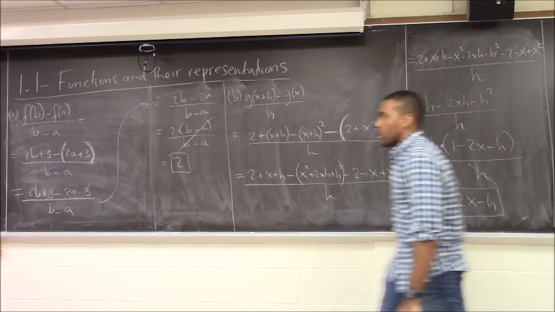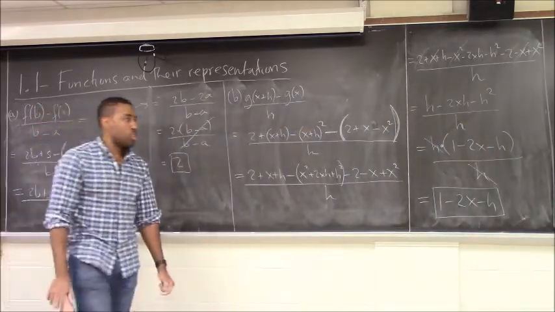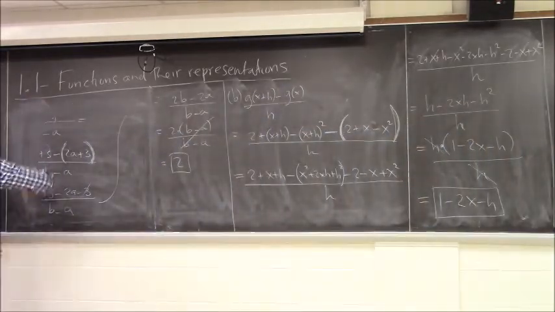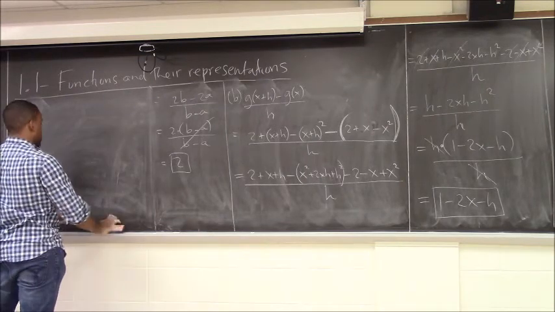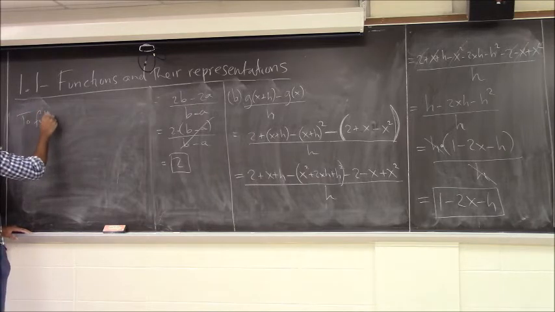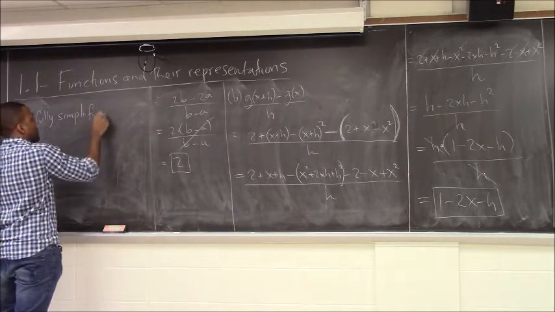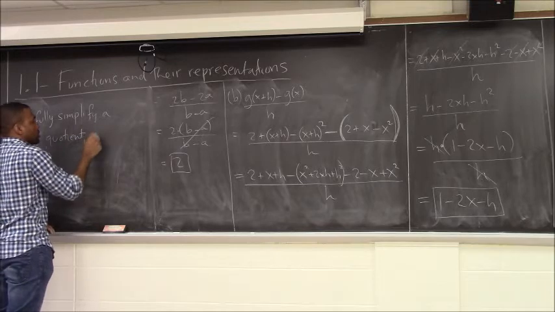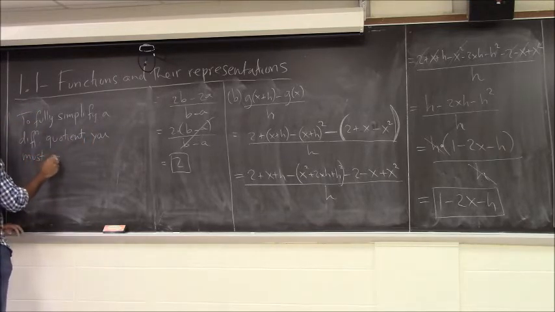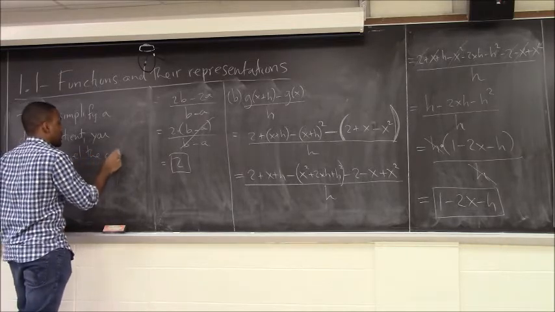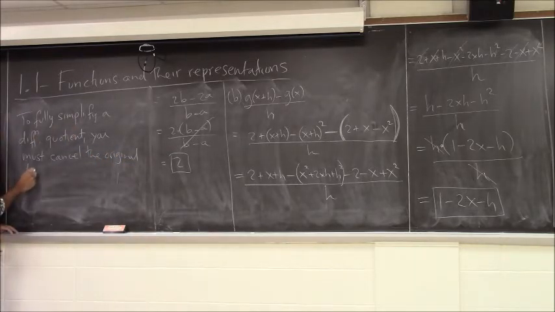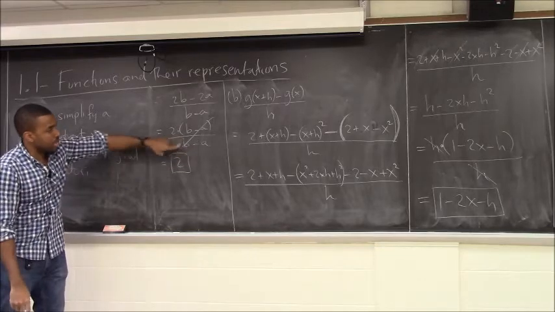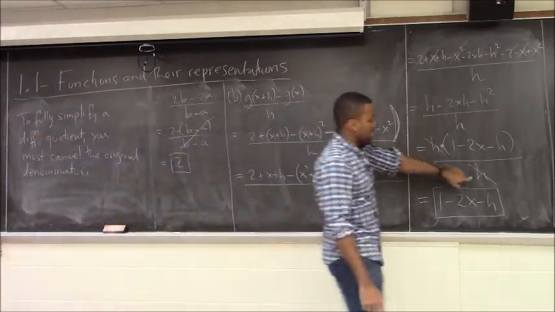Some commentary on these two. When you're finding a difference quotient and you're asked to simplify it, do not consider your job done until you cancel the original denominator. Let me actually write that down. Fully simplify the difference quotient. Let's cancel the original denominator. So notice in the first part, I cancelled that b minus a. In this part, I have to go until I cancel that h.